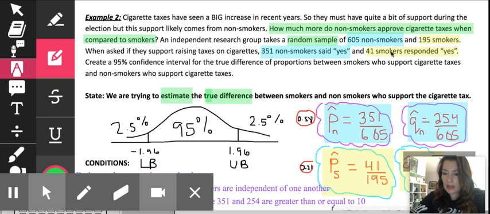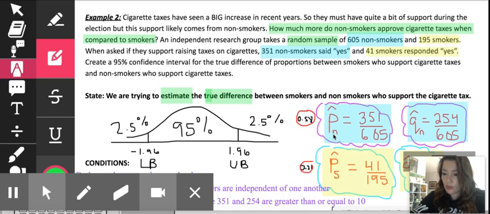So what I did is I highlighted in blue the sample size for non-smokers. So out of 605, 351 said yes. So I went ahead and created that p hat, which is a sample proportion, 351 over 605. Now, anytime you have 351 that said yes, that means you have 254 who said no. So in total, the two add up to one. So I have my p hat and my q hat, and I put a little subscript of N to indicate that is non-smokers. But of course, you can call it any symbol you like.